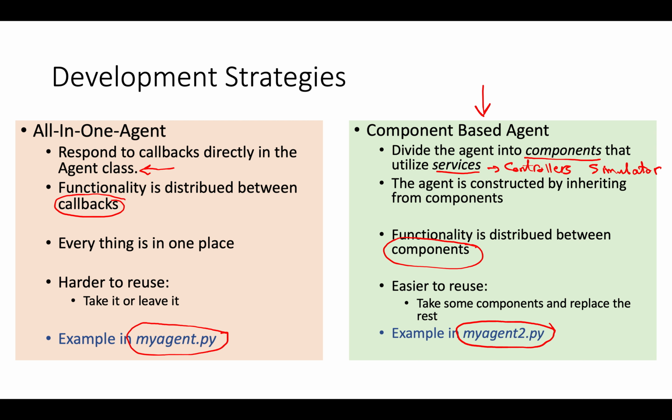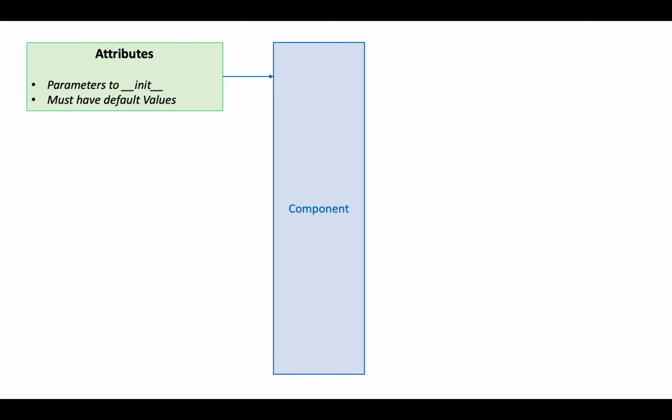Okay, what are these components? A component is simply a Python class, but it has a very specific structure. And its documentation always reflects this structure. First, it has a set of attributes that are used to construct it. These are parameters that allow you to control how this component works, and they must have default values in our implementation.